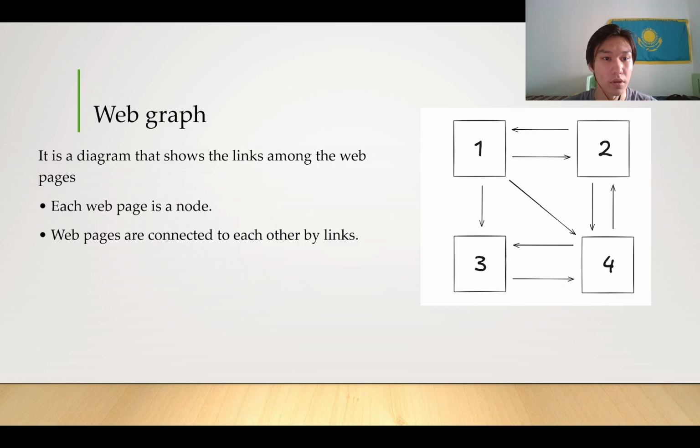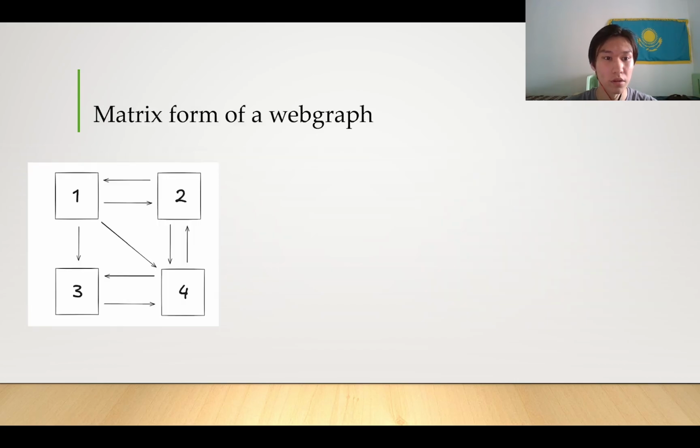So, as we can see here, these four squares represent our pages, first, second, third, and fourth, and arrows here represent how they are linked to each other. So our first page has 3 arrows, so it has 3 links. It is connected to the second, third, and fourth page, and other pages follow the same rule.